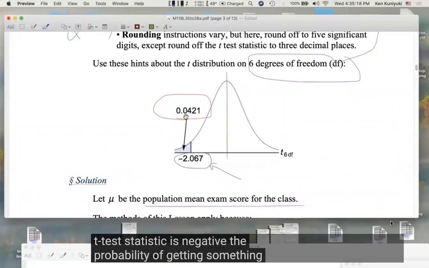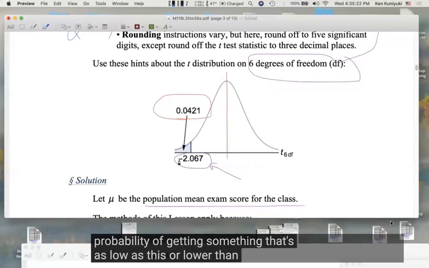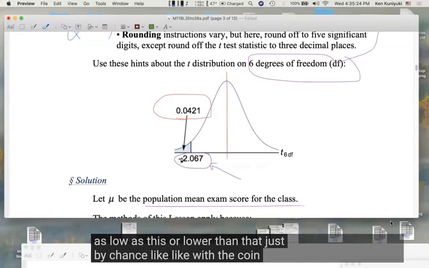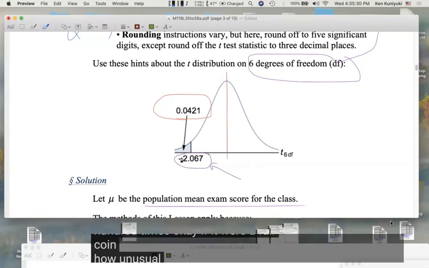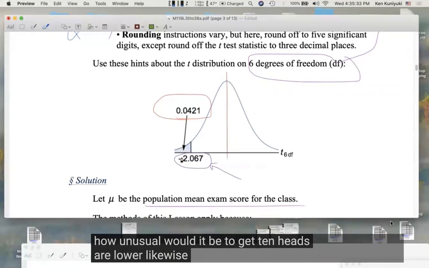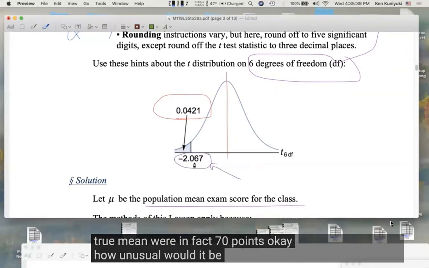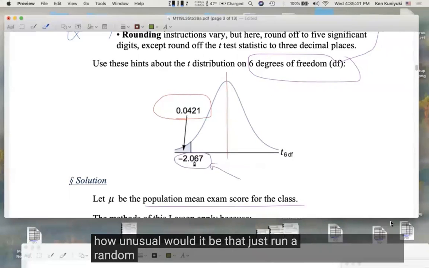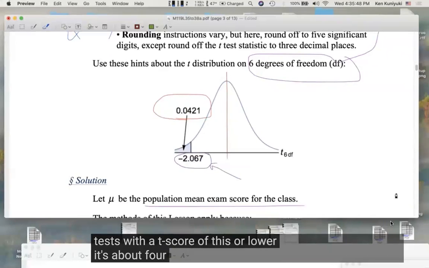The probability of getting something as low as this or lower just by chance, like with the coin: if you assume a fair coin and flip it 100 times, how unusual would it be to get 10 heads or lower? Likewise here, if the true mean were in fact 70 points, how unusual would it be that, running a random sample, we get a sample of 7 tests with a t-score of this or lower? It's about 4%.